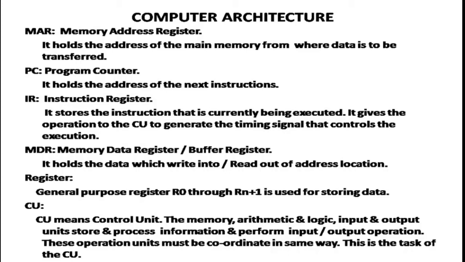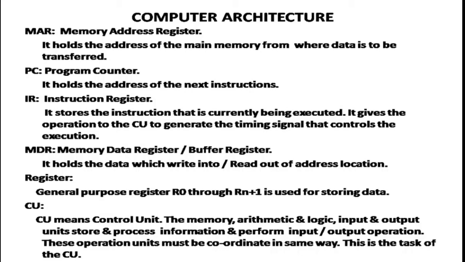So next, MDR, that is data register, memory data register or buffer register. So it holds the data which is written into or read out of the memory location or addressed location. So next one is the general purpose registers. General purpose registers, normally R0 through Rn-1, are used for storing data.